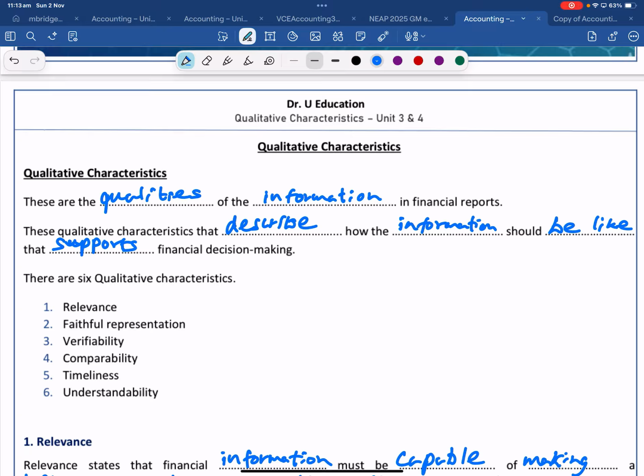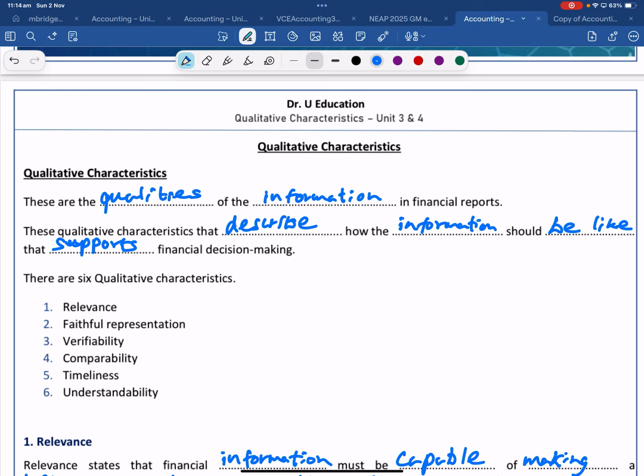So how the information should be presented in the reports, and how they are going to support the financial information. So basically, meaning we have to provide the financial information in such a way that it will support the decision making.